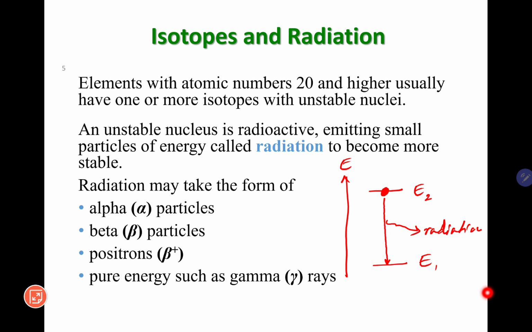Now, this radiation can take the form of a few different types. In this slide I have given you four different possibilities of radiation. These extra radiations could be emitted as alpha particles or beta particles, sometimes positrons, or just as pure energy, gamma radiation. So these are some of the ways that radioisotopes release their extra energy. It could be alpha, beta, positron, or gamma radiation.